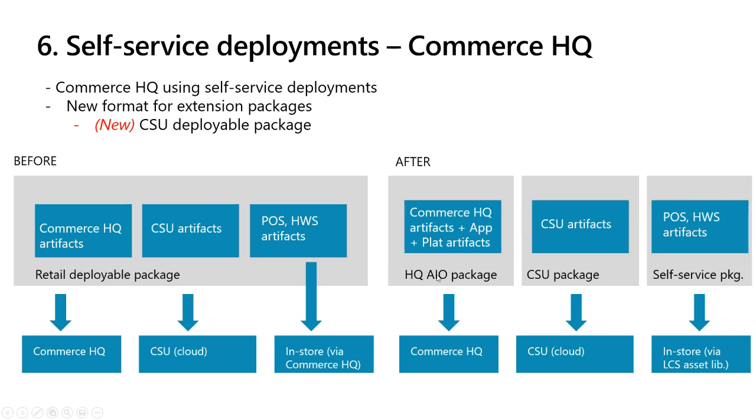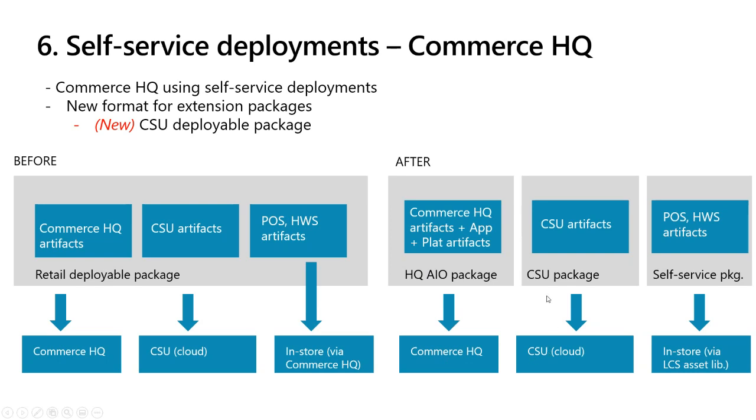So you might have heard the term all-in-one package referenced before by the platform workflow. And previously this was optional. Now this is mandatory for self-service deployment, that all deployments to back office are all-in-one packages. So you take your artifacts for HQ, and when you talk about Commerce HQ artifacts, this could both be app model changes, but it could also be payment connector changes, and it could also be pricing engine changes. All of those packed into Commerce HQ and deployed to Commerce HQ.